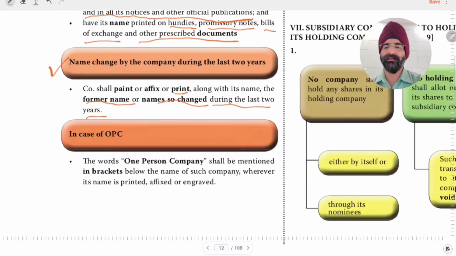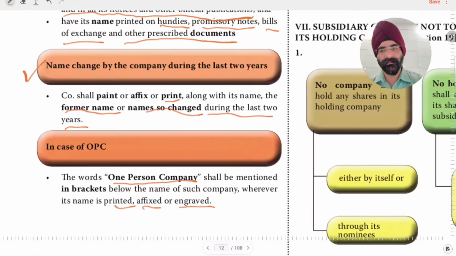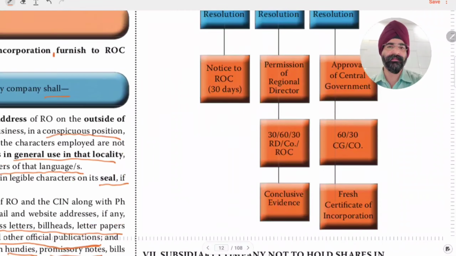In case of OPC, one person company, the words one person company shall be mentioned in brackets below the name of the company wherever its name is printed, affixed, or engraved. So the words one person company are written below the name. Okay, this happens for one person company.